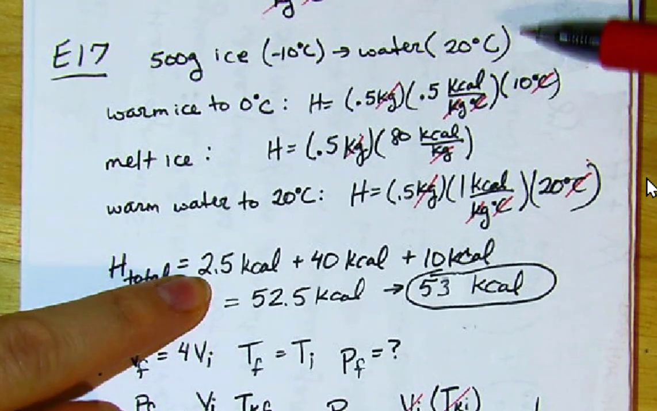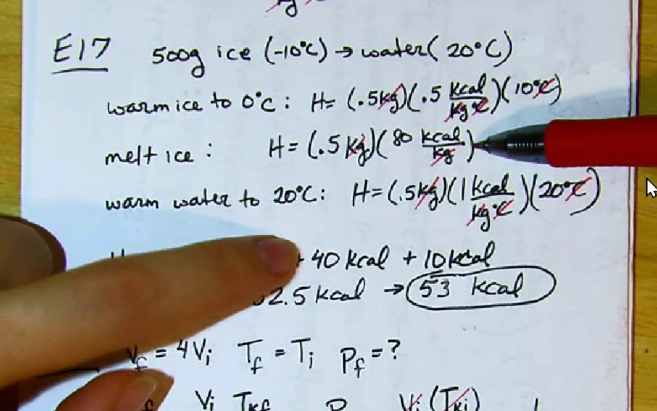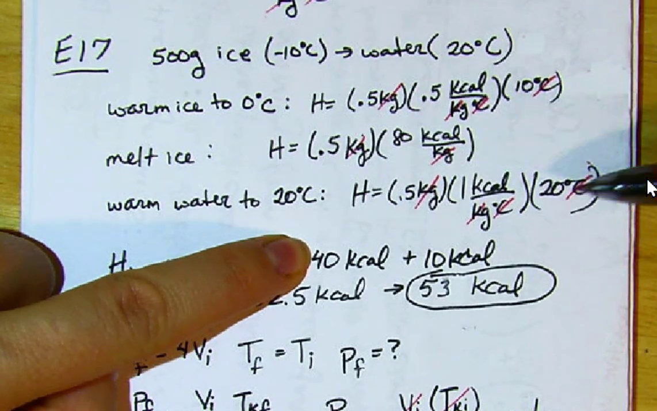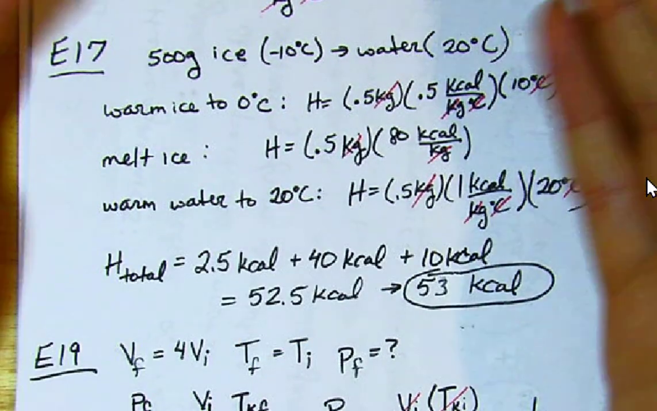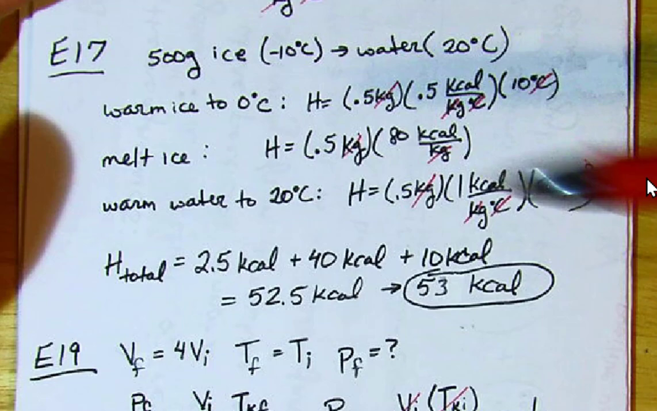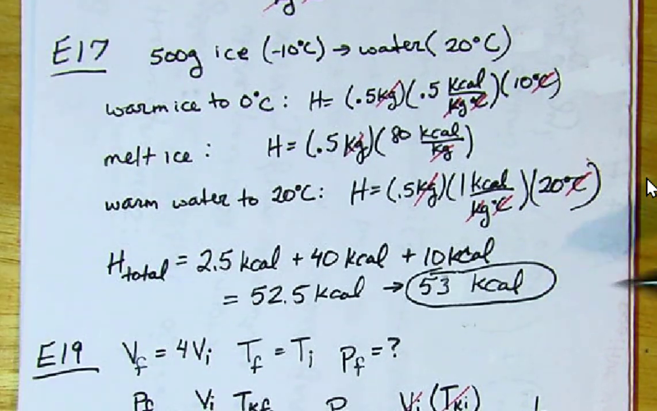So we get 2.5 kilocalories from up here. From here we get 40 kilocalories, and from here we get 10 kilocalories. So then the total energy needed from all three of these phases is 52.5 kilocalories. I rounded it to 53.